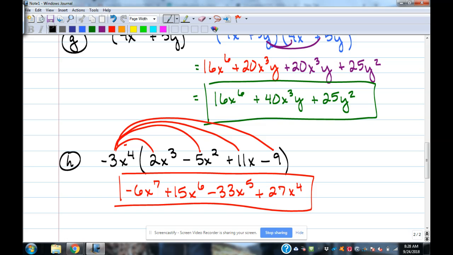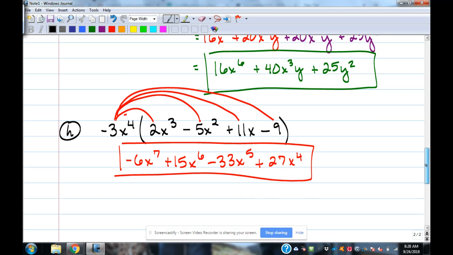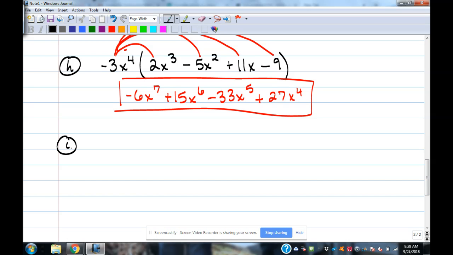Not hard stuff. It's not what I would call rocket science. It might lead to rocket science. Let's take something a little bit bigger. Let's take 2x squared minus 5 times 1 plus 3x squared minus 5x plus 2x cubed.